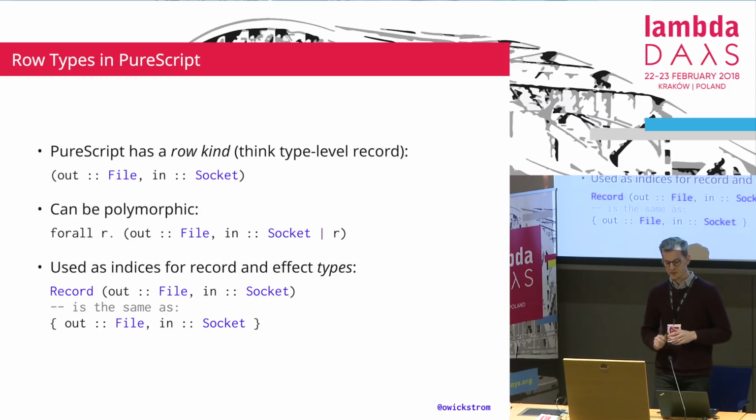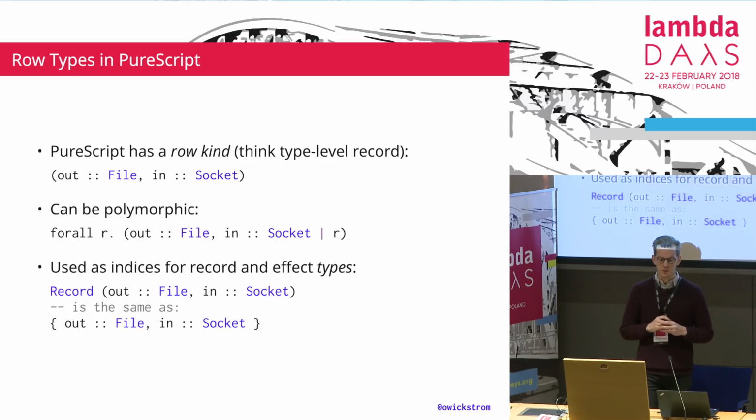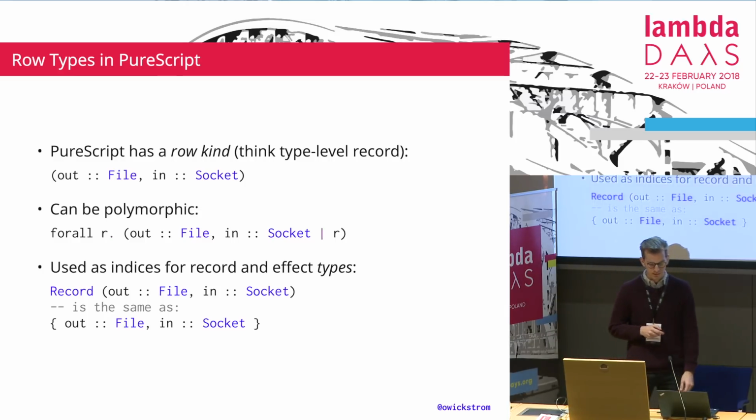So now let's look at some PureScript, just for fun. PureScript, because really this is much harder to do in Haskell, so we will use PureScript for this example. In PureScript, they have a row kind, which is like a type level record. So here we have a row saying out is a file and in is a socket. So out and in are the names of fields. Labels, I think it's called.